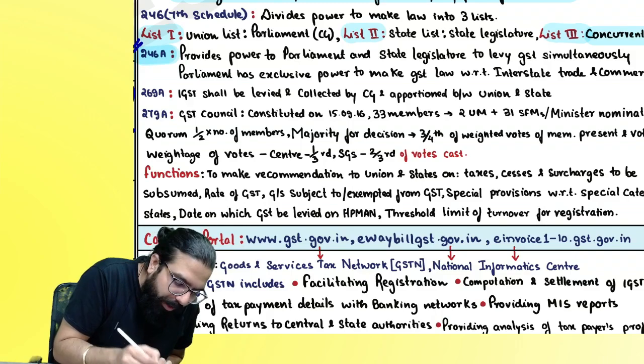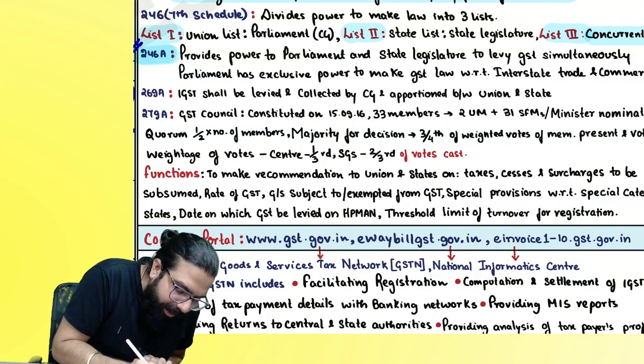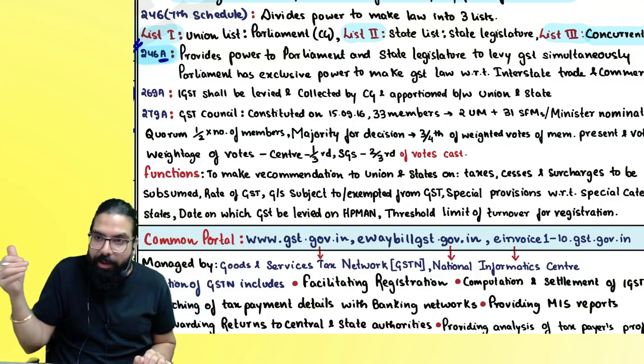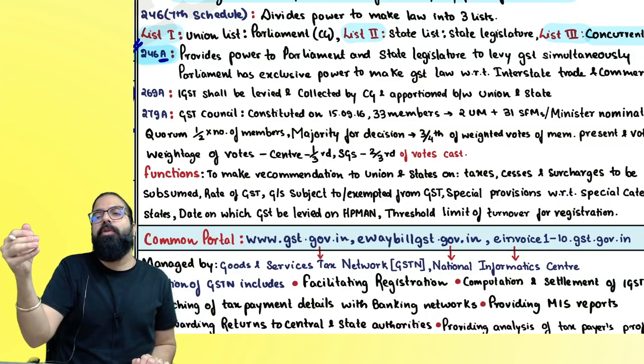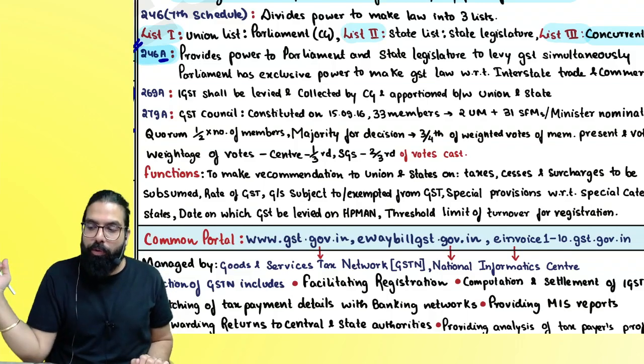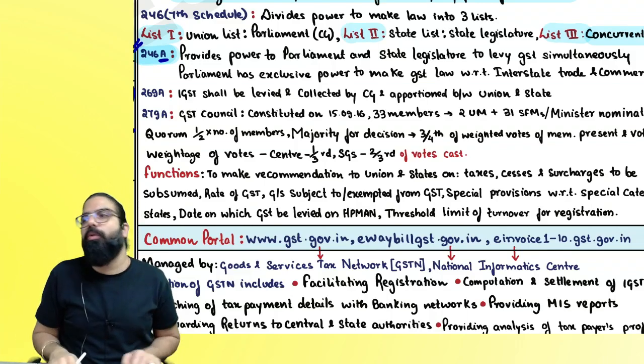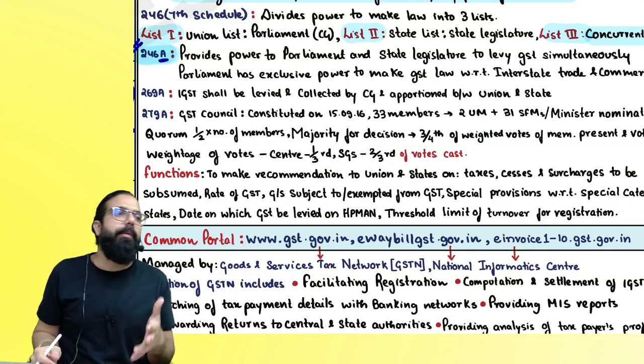See, 246 was already there. Whenever they have to insert something in between, they put it as 246A, because 247 is already there. How to insert something in between? So they inserted 246A. Are we clear, everyone? Can we go ahead?